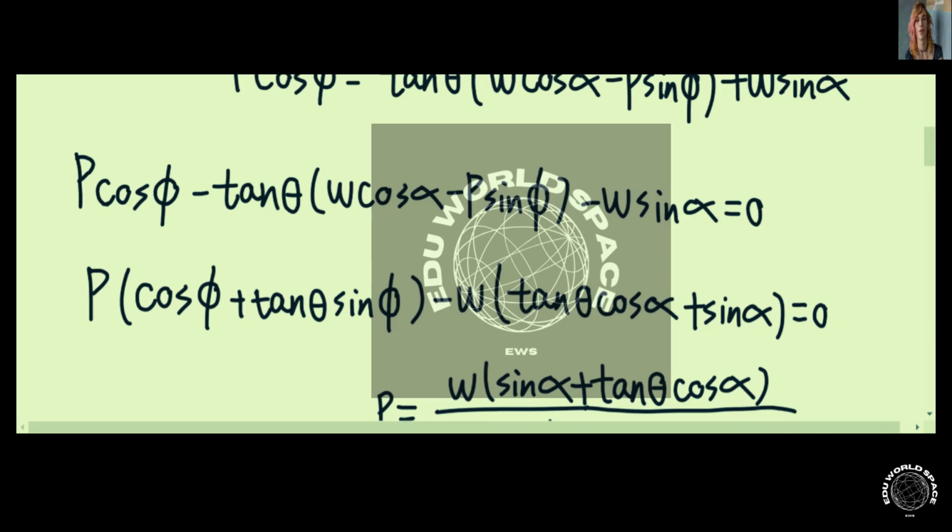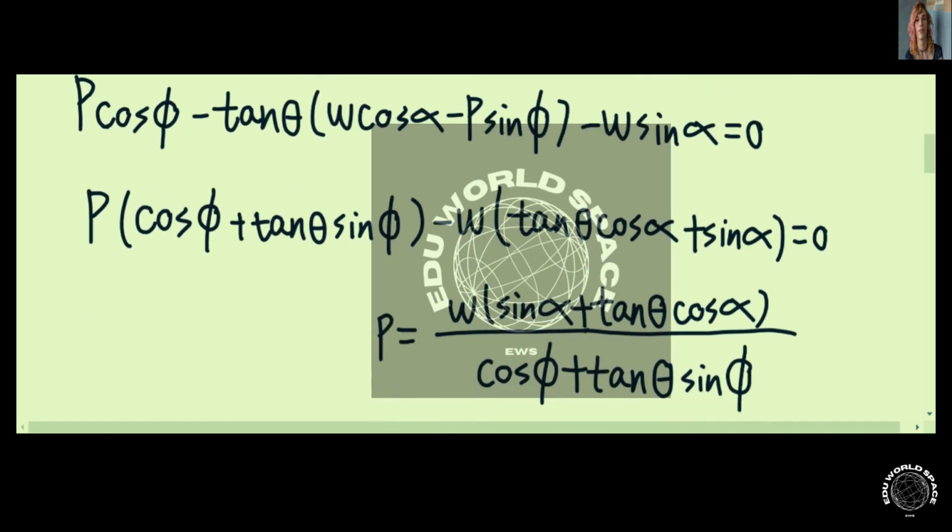So if we do some rearrangement here, we have P times cosine phi plus tangent theta sine phi minus W times tangent theta cosine alpha plus sine alpha is equal to 0. So we have force P is equal to W times sine alpha plus tangent theta times cosine alpha over cosine phi plus tangent theta times sine phi.